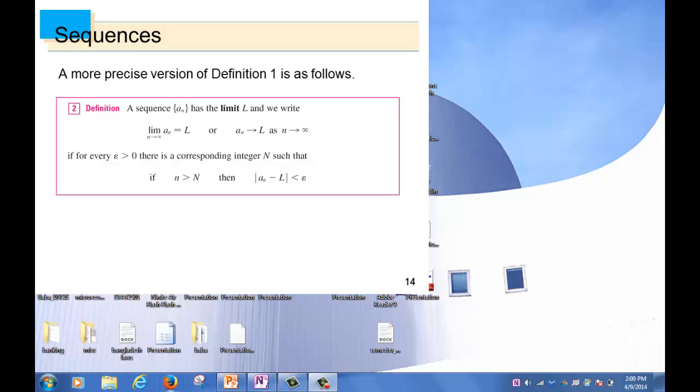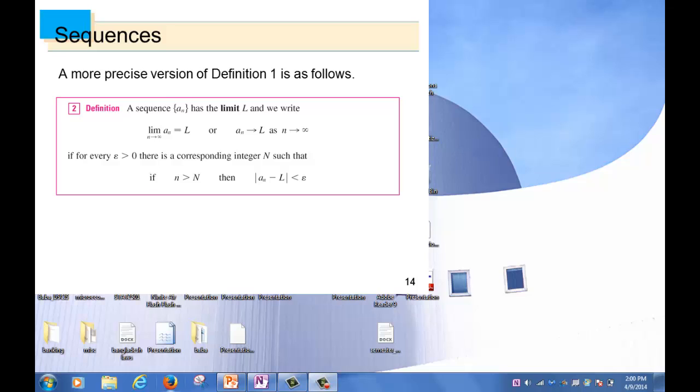Now say someone else gives me 0.00001. Then I might have to walk a little bit further, but still after some point on, all the terms of the sequence will be within 0.00001 of L. Am I making sense? So I can make the terms as close to L as I desire simply by choosing n large enough. Eventually the terms will be within a small number of L.